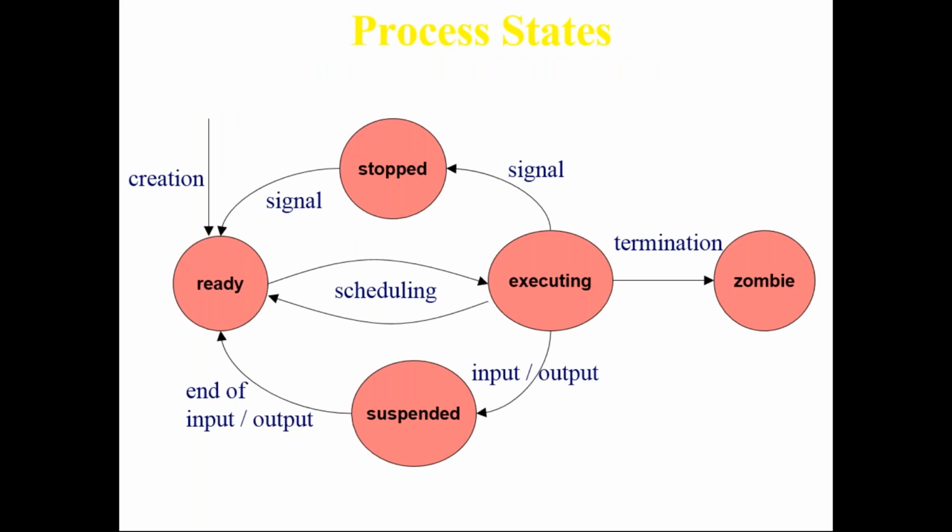Then we have discussed the various stages of the processes which a process has to undergo. For example, one is ready, one is the executing phase, one is the suspended or waiting phase, one is stop, and one is termination, meaning the process has ended. So these are the various stages of a process.